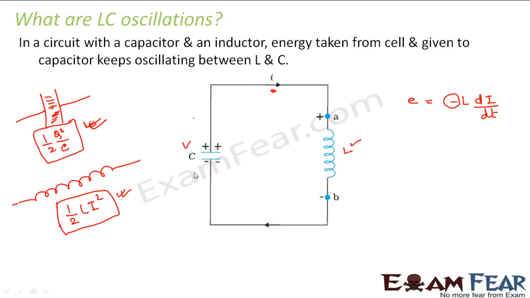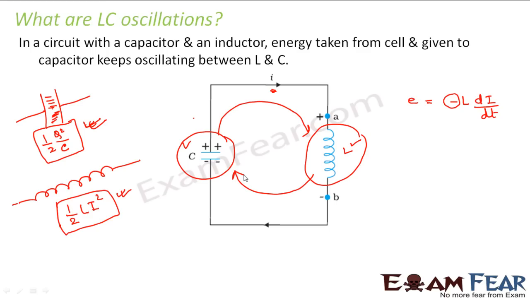Therefore, as soon as the capacitor starts charging up, the energy stored in the capacitor again starts increasing at the cost of the energy which was stored in the inductor. So this cycle keeps going continuously as long as there is no external resistance present in the circuit. Otherwise, this phenomenon will keep continuing, that the energy stored in the capacitor will get transferred to the energy stored by the inductor and vice versa and so on. So these oscillations are referred to as LC oscillation. LC oscillation is basically the oscillation of the energy taken from the cell between the capacitor and the inductor.